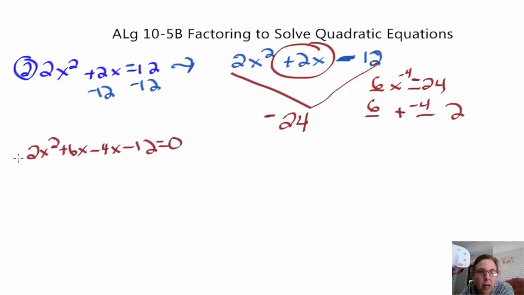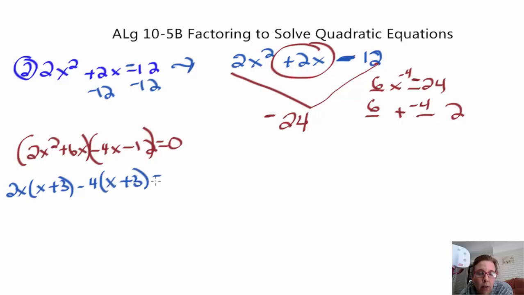Okay? Then we factor by grouping. What do they both have in common? Okay, well, they both have a 2x in common. We're left with x plus 3. Okay, and then over here we have a -4 in common, and we're left with x plus 3 as well. Okay, because you're taking that negative out. So then our factors are 2x minus 4 and x plus 3.